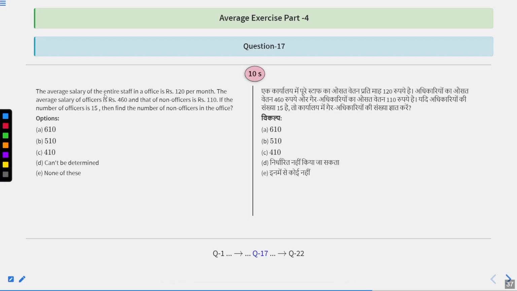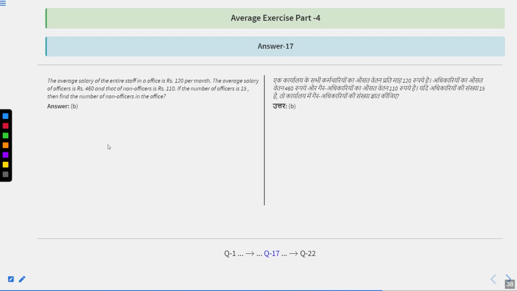The average salary of the entire staff in an office is 120 rupees per month. The average salary of the officers is 460 rupees and of the non-officers is 110 rupees. If the number of officers is 15, find the number of non-officers. You have 5 options and 10 seconds to analyze the question. Your time starts now. Time's up. Let's see the solution.